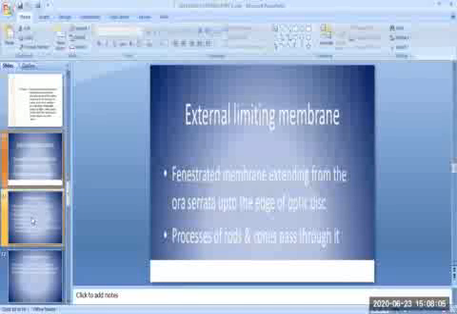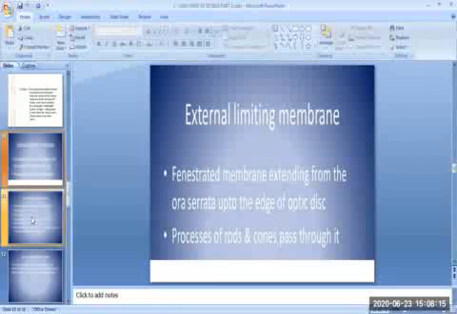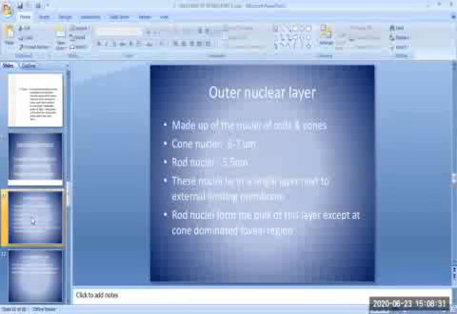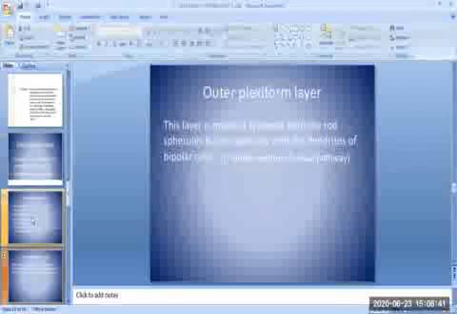The external limiting membrane is a fenestrated membrane extending from the ora serrata up to the edge of the optic disc, and the processes of rods and cones pass through it. Next layer is the outer nuclear layer. It is made up of the nuclei of the rods and cones. The cone nuclei have a dimension of 6 to 7 micrometer, and rod nuclei are 5.5 micrometer. These nuclei lie in a single layer next to the external limiting membrane. Rod nuclei form the bulk of this layer except in the cone-dominated foveal region.